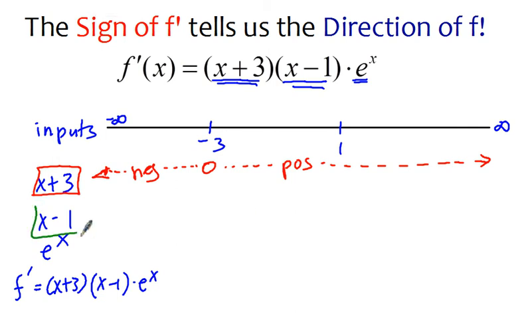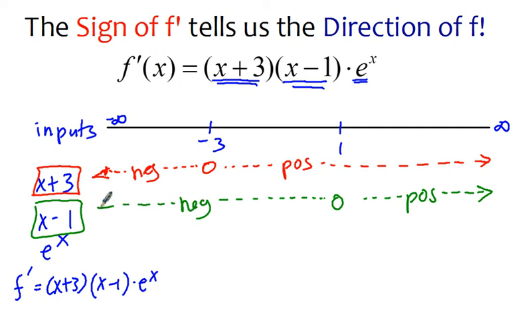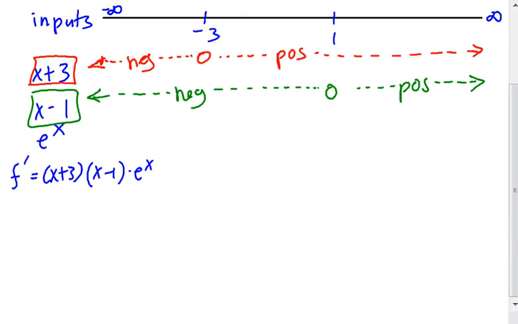Okay, looking at x minus 1, we can tell it's 0 when you put in 1. And if you put in a number higher than 1, you get a positive answer. If you put in a number that's lower than 1, you'll get a negative answer. And that's that. E to the x, as we've seen, is always positive. So regardless of which value you put into the e to the x function, you're getting a positive answer every time. Sometimes very big, sometimes very small, but always positive.